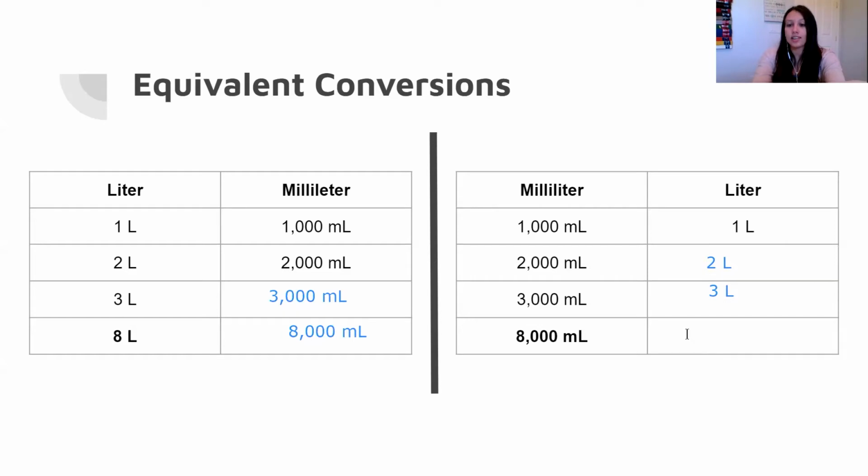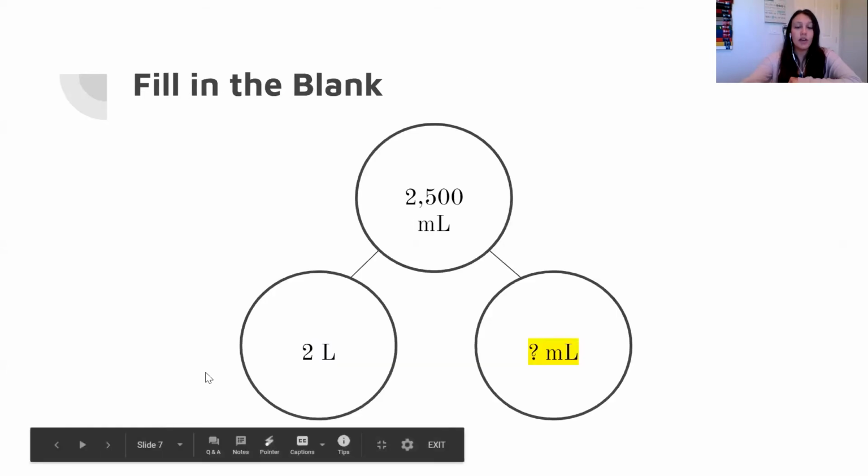Now let's try 8,000 milliliters. 8,000 milliliters sounds like a lot, right? What if we divide this number by 1,000 though? That'll give us how many liters? So 8,000 divided by 1,000 is 8 liters. So our final answer is 8 liters for this one. Perfect.